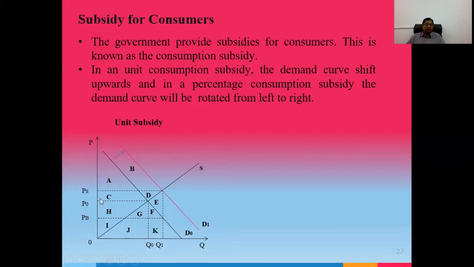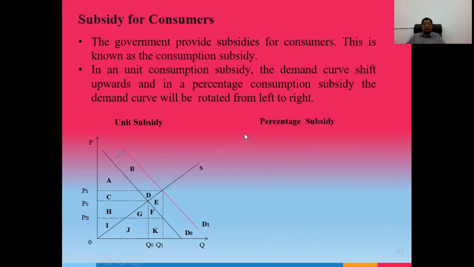Then supplier's price PS, buyer's price PB. The difference between supplier's price and buyer's price is the unit subsidy. Then the total cost of this unit subsidy is given by the area of C, D, E, F, G, H. Then the social cost or deadweight loss of this unit subsidy is given by the area of E. That is the reduction of cost of subsidy from the increase in consumer surplus and producer surplus.